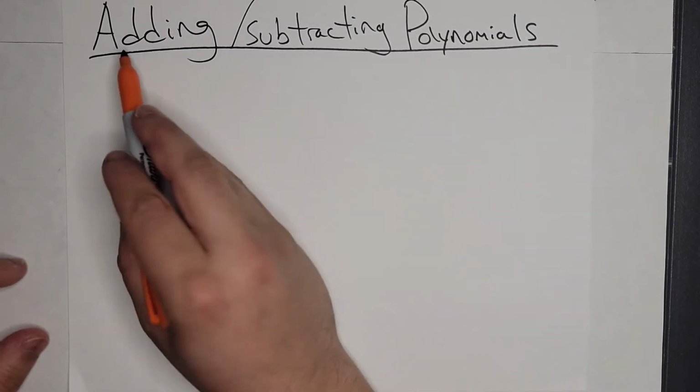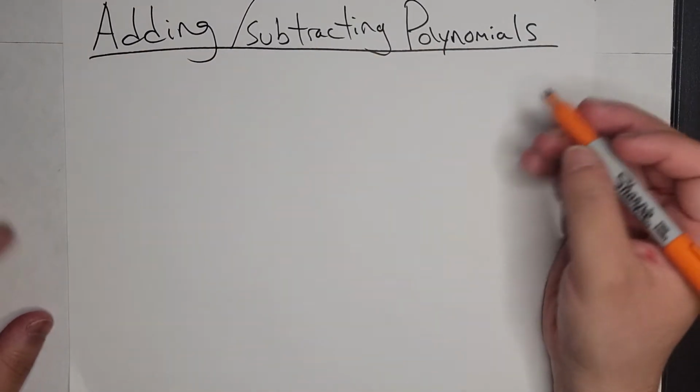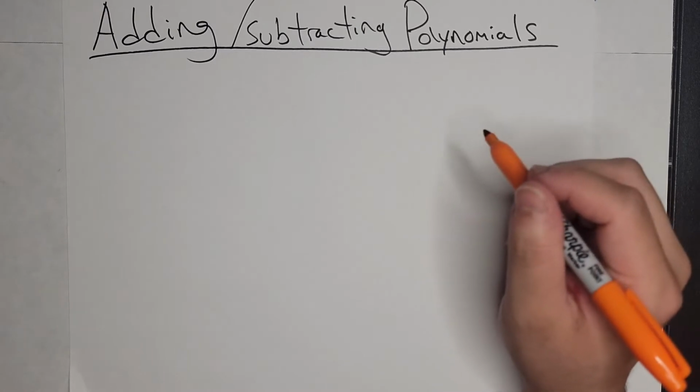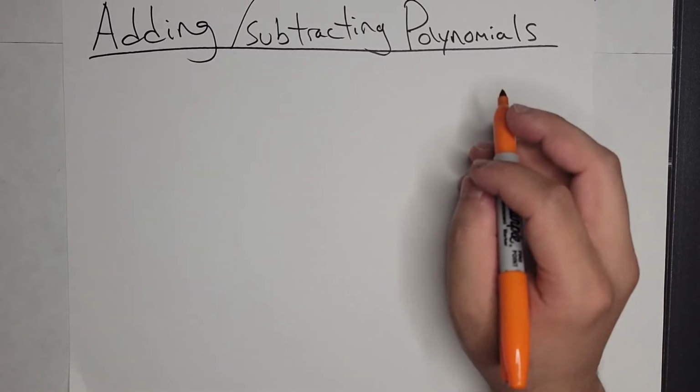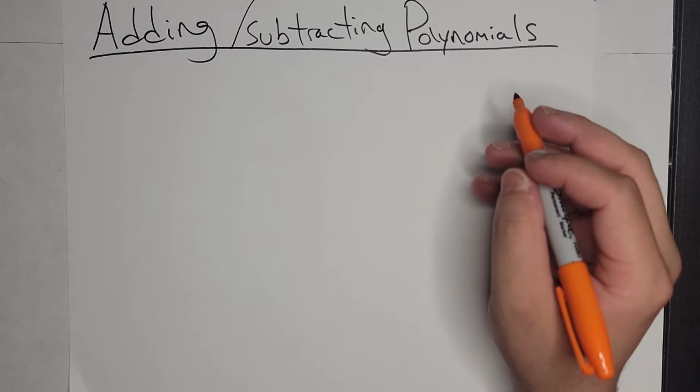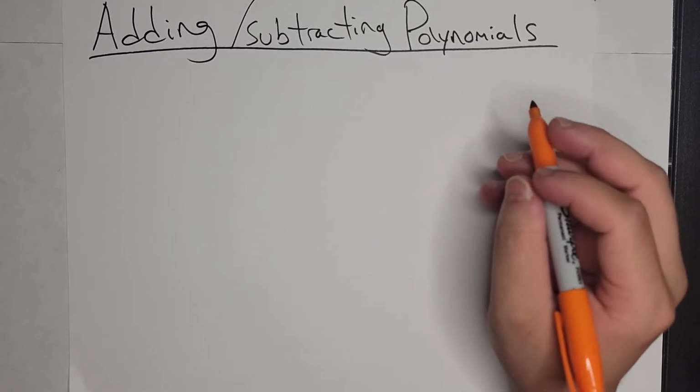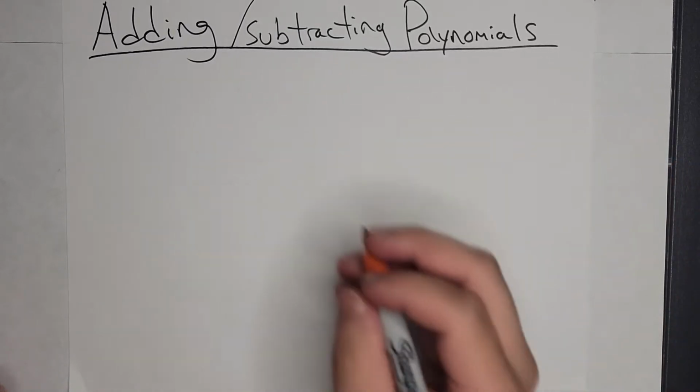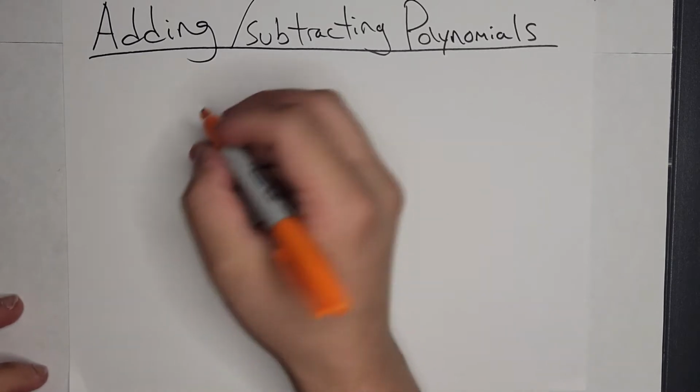So in this video we're going to be adding and subtracting polynomials. Basically we're going to be looking at polynomial expressions and trying to figure out how they work and if they're equivalent to each other. And we'll just start with an example.